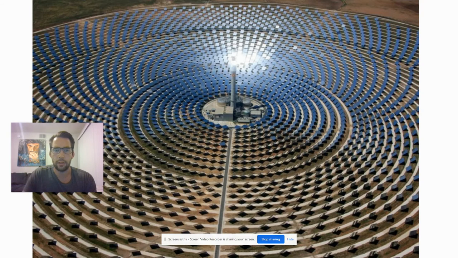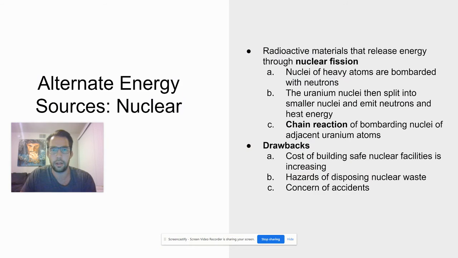This is what that looks like. So all these mirrors are set up to reflect the sun onto this tower right here that has a bunch of water in it. It's going to superheat this pressurized water. When it's released and depressurized, it's going to turn into steam that turns a turbine, producing electricity.